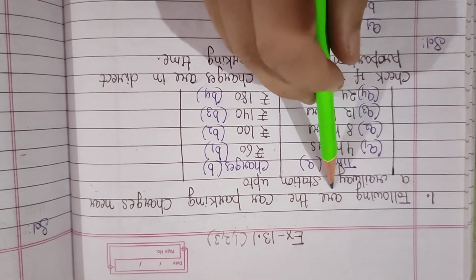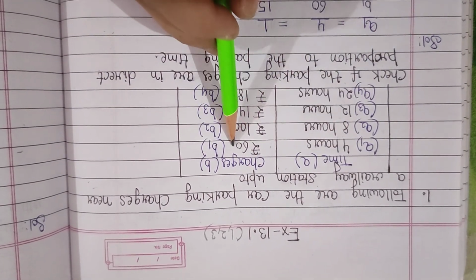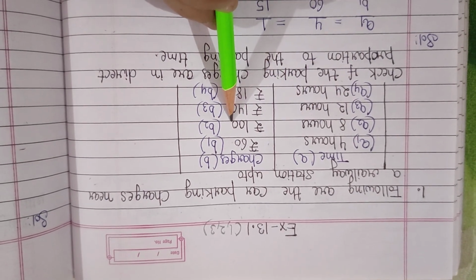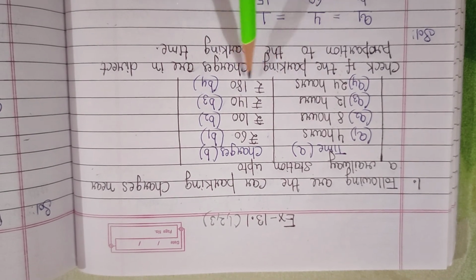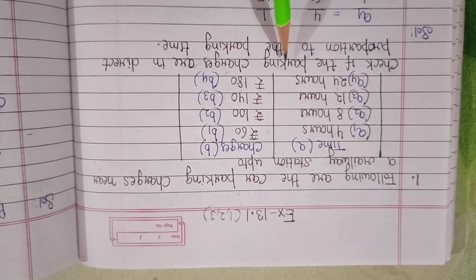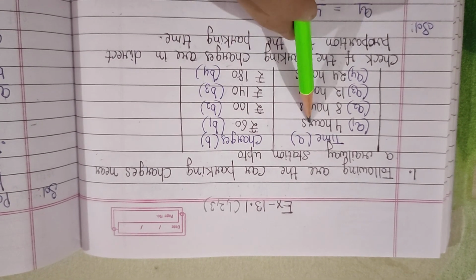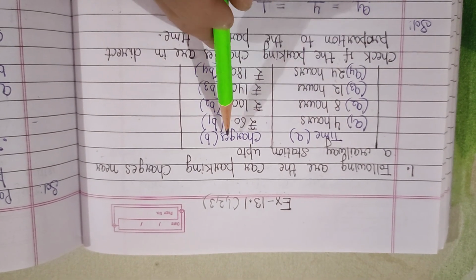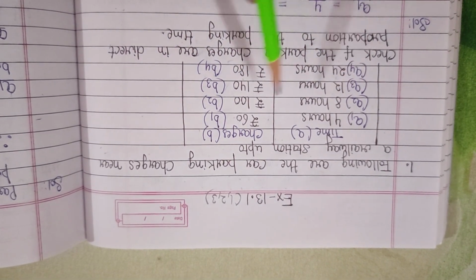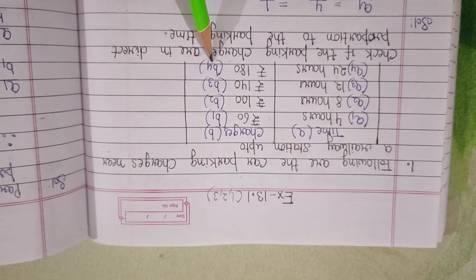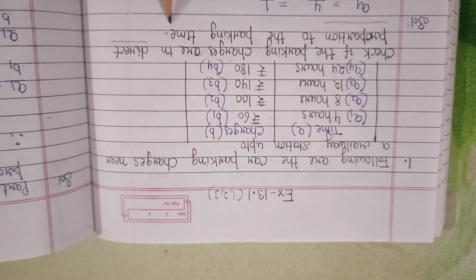Question number 1. Following are the car parking charges near a railway station: up to 4 hours it is rupees 60, 8 hours rupees 100, for 12 hours it is rupees 140 and for 24 hours it is rupees 180. Check if the parking charges are in direct proportion to the parking time. Here I am taking time as variable A and the charges as variable B. So this will be A1, A2, A3 and A4 and these are B1, B2, B3, B4. And we have to check whether parking charges are in direct proportion to the parking time.